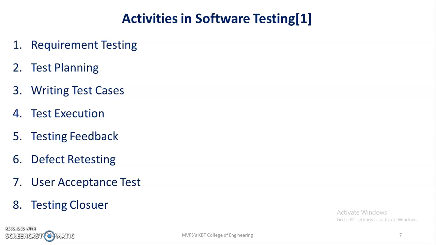Next, the eighth activity is testing closure. This activity is important to know when we should stop testing, explore the testing findings, and learn from the cycle for new testing cycles. So this activity is important to know when we should stop testing. So these are the activities in software testing.